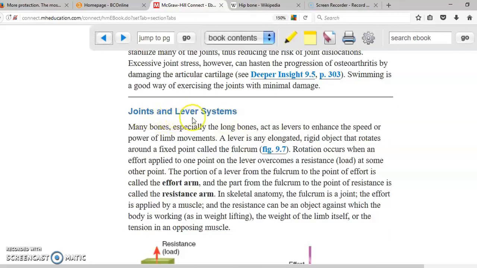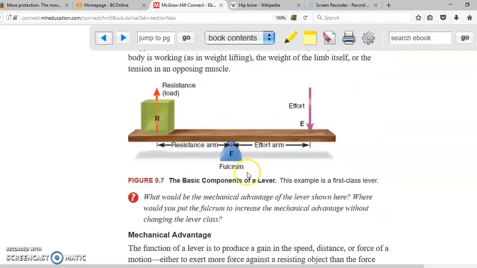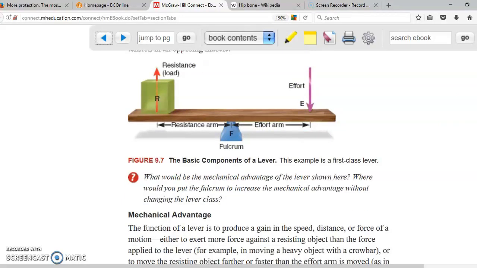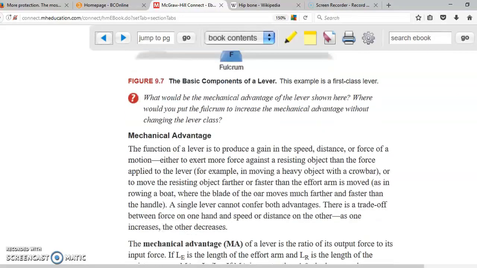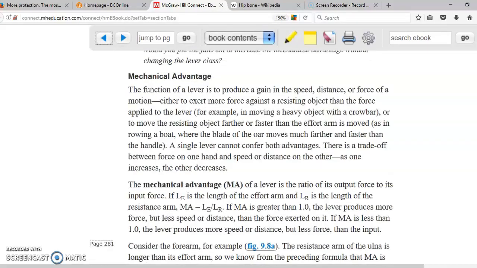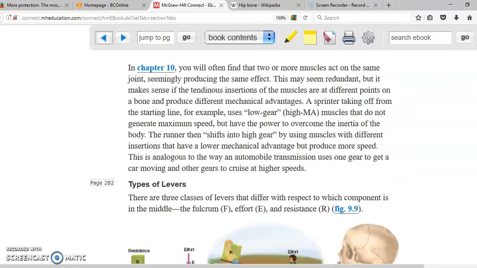Joints are considered levers. In a lever, you have three main pieces: the effort, fulcrum, and the resistance, right? The effort is usually the muscle, the fulcrum is the joint, and the resistance is whatever you're trying to lift. Why do we talk about it? Because it gives you the mechanical advantage. A lot of times you produce less force than what is necessary in order to move something.